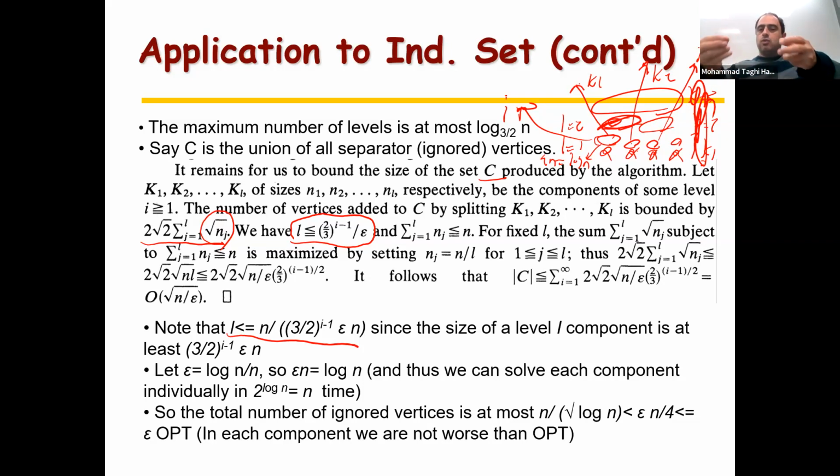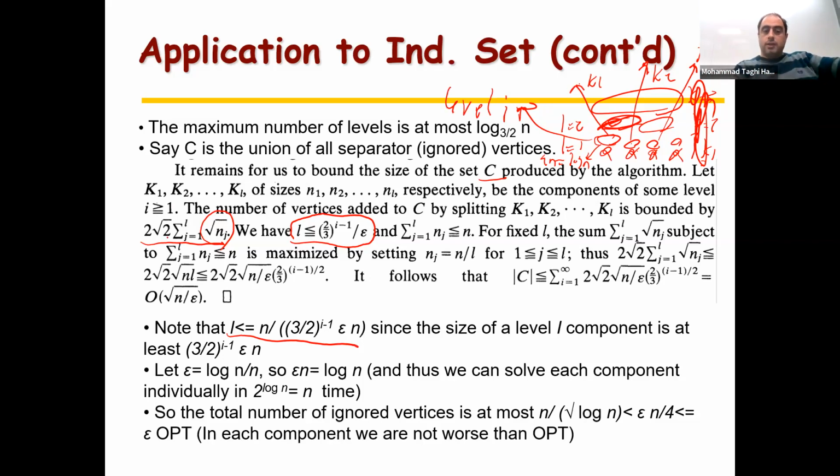Now, what do I do on each of them? I will find the separator and I will add the separator to C. I want to bound how much I will lose doing it for this level I, and then I will sum it up over different I's. So far we are just focusing on a particular level I.